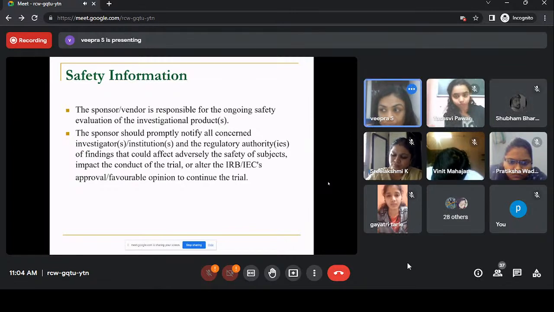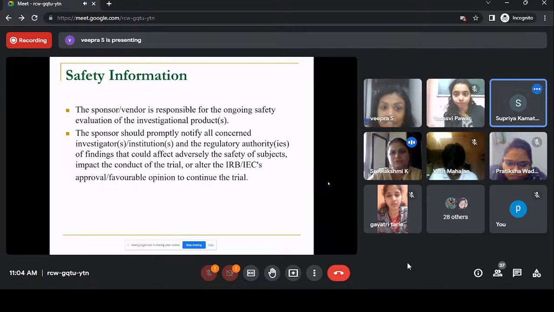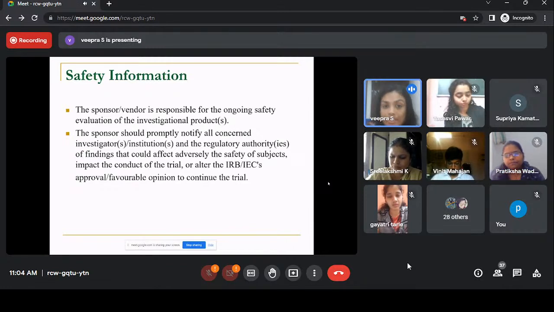Then the ethics committee. Can the sponsor directly notify the ethics committee? Through the investigator. The investigator also should be aware of it, because they are the person directly dealing with the subject. Who is doing the examination of the subject? The investigator. So the investigator should also get awareness about the safety-related issues.